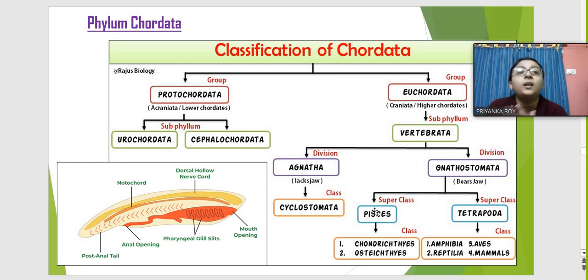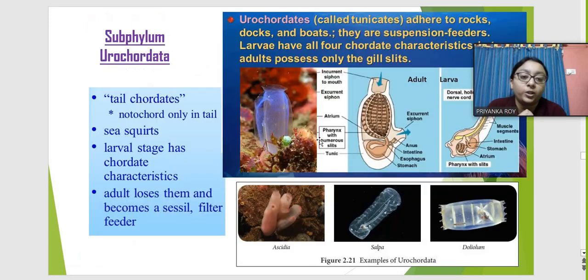Pisces are obviously the water animals or the aquatic animals, which are mostly fishes. There are two classes, Chondrichthyes and Osteichthyes, Chondrichthyes being the cartilaginous fishes and Osteichthyes the bony fishes. And in the superclass Tetrapoda, we have the classes Amphibia, Aves, Reptilia and Mammalia. So this is the basic classification of phylum Chordata.